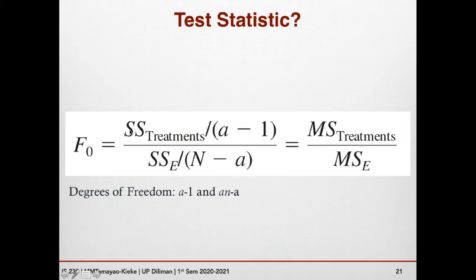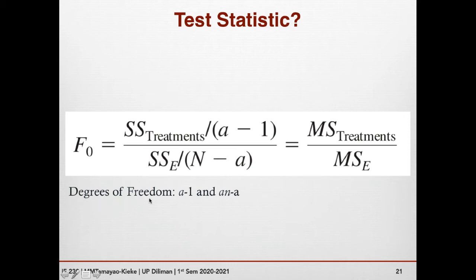F naught is equal to the sum of squares of the treatments divided by a minus 1, which is actually the degrees of freedom for the treatments, all over the sum of squares for the error divided by the total number of observations minus the number of treatments, which is the degrees of freedom for your error. And this is also equal to MS treatments divided by MSE. So MS treatments is basically equal to this, and MSE is basically equal to this. All right.